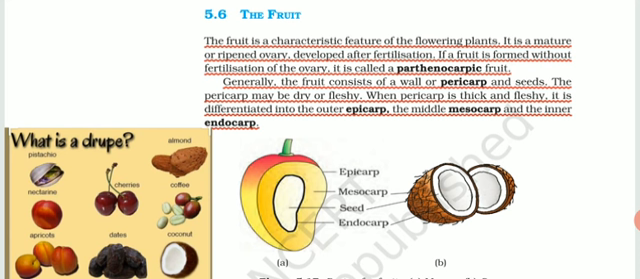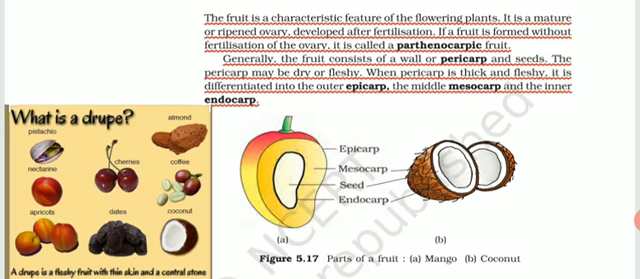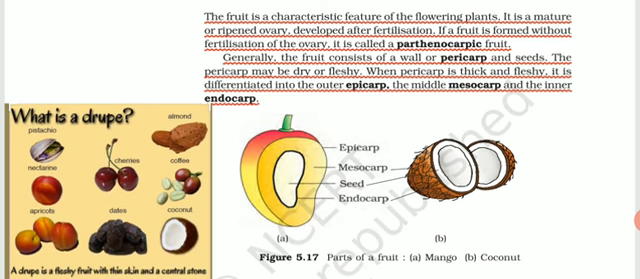It means directly the ovary is turning into the fruit. There is no need of any male gamete. There are so many parthenocarpic fruits available. So many apples are available that do not contain seeds. Then oranges are available, watermelons are available these days without seeds, so we call them seedless. So those are the parthenocarpic fruits.